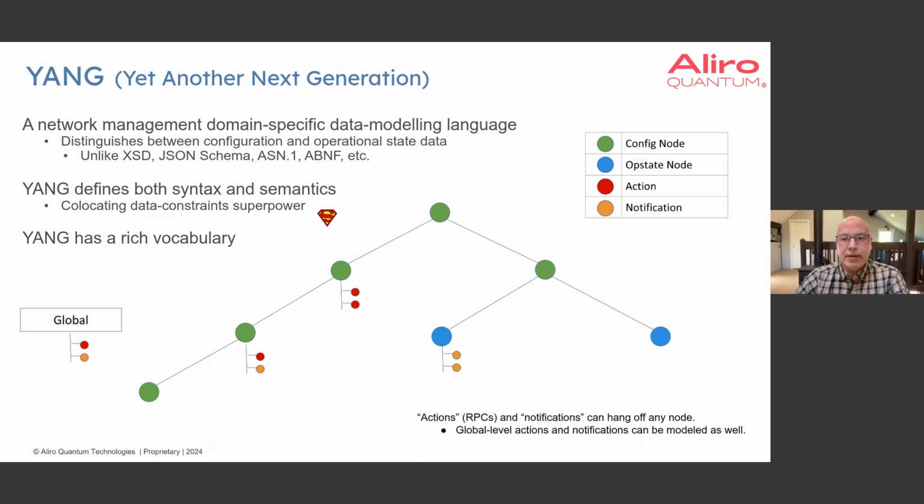For each of these nodes, there can be actions and notifications hanging off of them. So an action is effectively an RPC, a remote procedure call, and enables you to execute a command, such as reboot or reset on a device. A notification is an alert that can be asynchronously sent from the device to a system or management system to say that some event had occurred. Also, there can be global actions and notifications. On the left-hand side, you can see that.